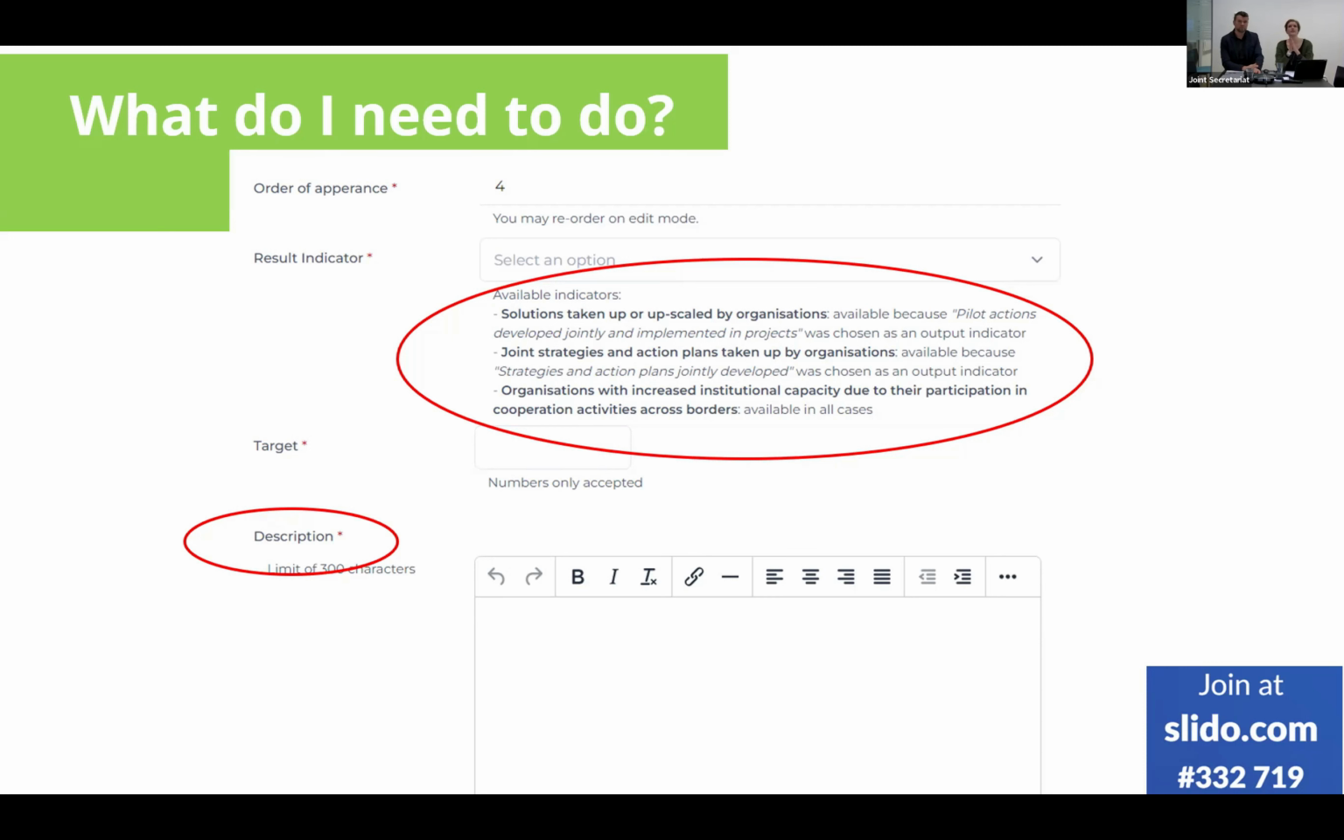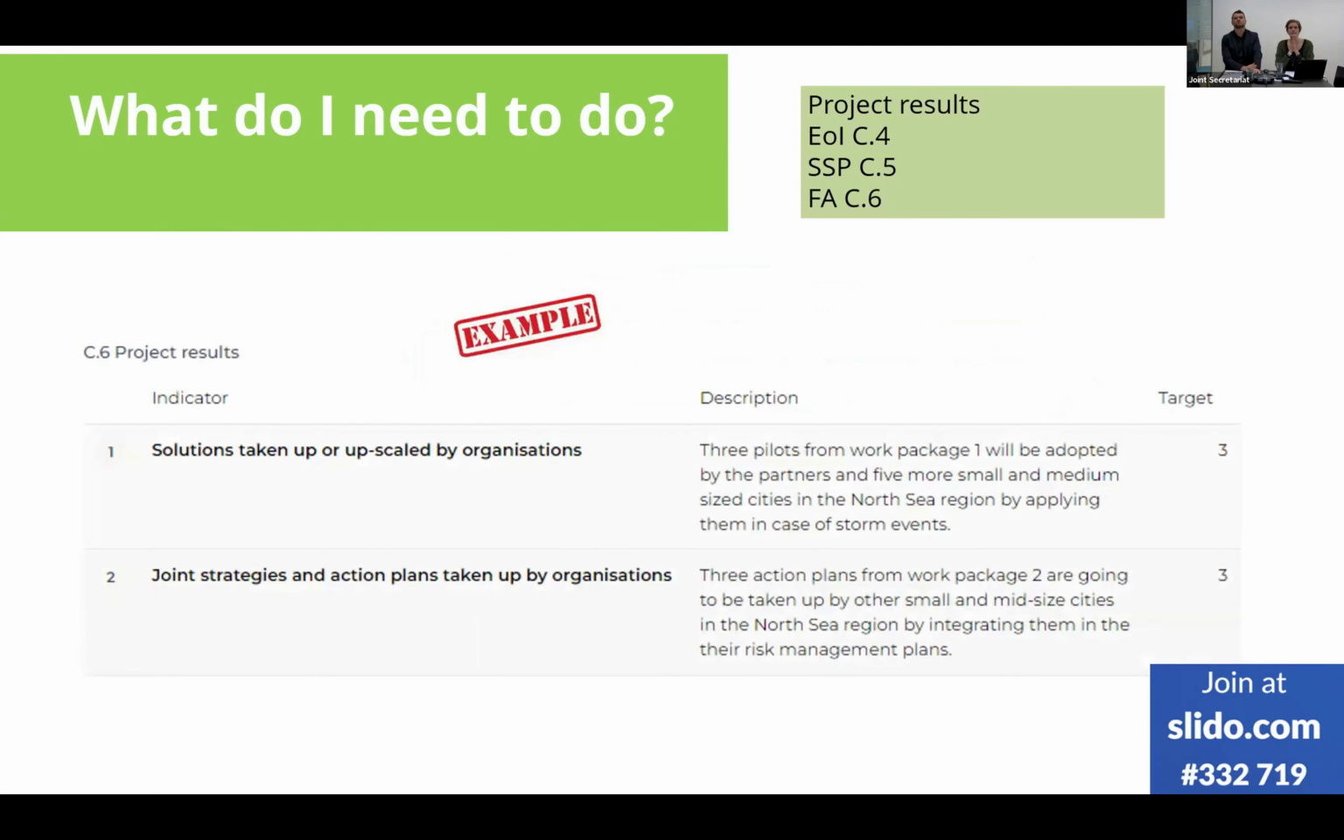And then when we go to the next slide, we can see the example that Peter and I have worked on. So we have worked with the results indicators, solutions taken up or upscaled, and joint strategies and action plans taken up. You can see we've provided a short description. Of course, in your case, this should be much more elaborated, and we have identified targets for this.